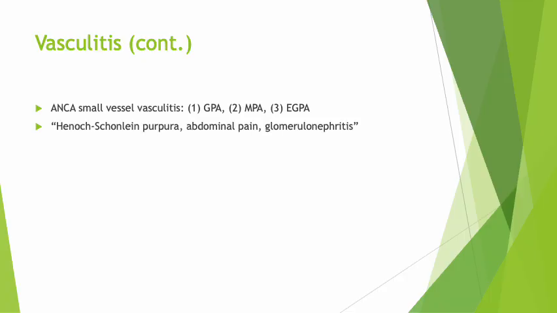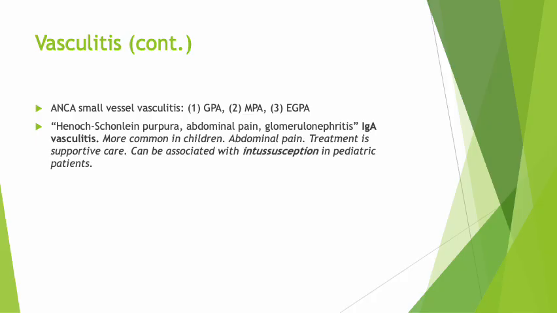What about if someone has Henoch-Schönlein purpura, abdominal pain, glomerulonephritis, maybe they had a recent upper respiratory infection? This is going to be our IgA vasculitis, and this is more common in children, so you're not going to see it as much in adult patients, but in pediatric patients it can be associated with intussusception, and treatment is going to be supportive care.